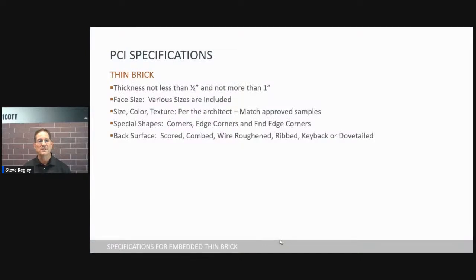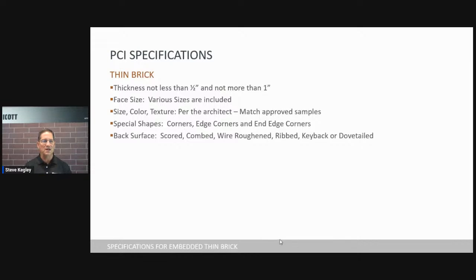And the first one is that thin brick can be about a 1/2 inch thick minimum, really no more than 1 inch thick. As I mentioned to you, there's the face size. There's all kinds of sizes of thin brick out there now. And it just depends on what the architect's designing and what style the building is, the type of building it might be. But there's a lot of things out there for them to pick from now. All these special shapes we've seen, corners, edge caps, things like that.